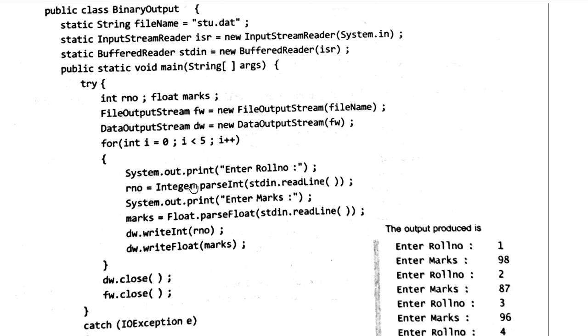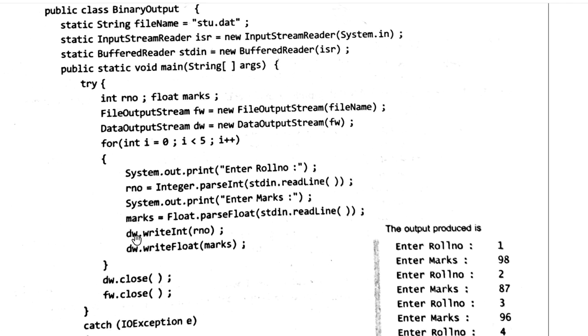The loop will execute 5 times. Here we are asking for roll number and marks. The user will type roll number and marks, which we are reading in the RNO and marks variables respectively. Then we write the values of RNO and marks using these two write functions.